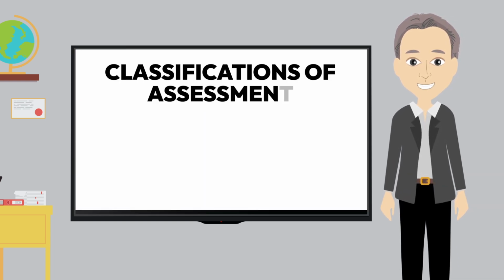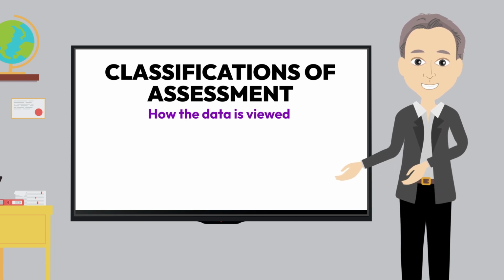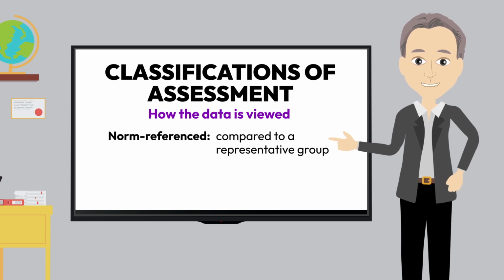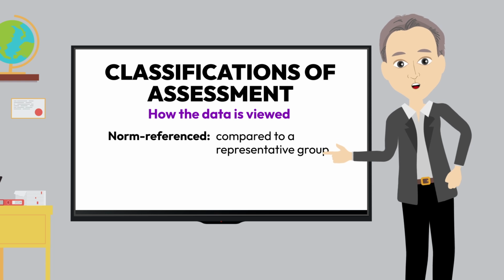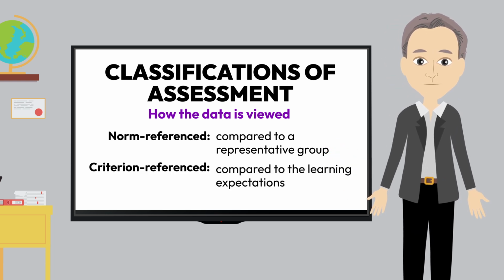This then leads us to 2 methods of assessment that provide some perspective on how the data is viewed via means of comparison. Norm-referenced assessment views your students' scores from the perspective of how they compare to those of a representative group, while criterion-referenced compares the scores to a body of knowledge, the learning expectations.